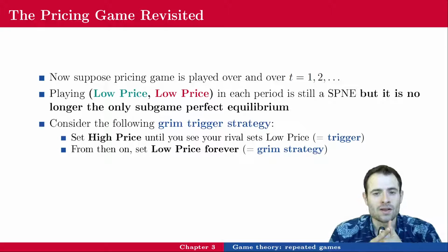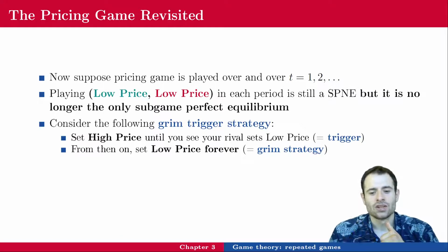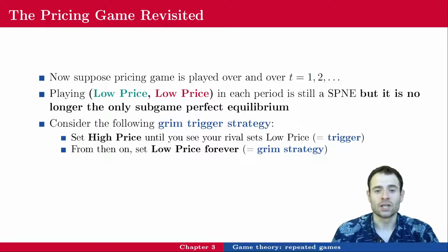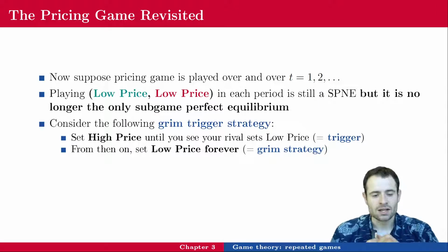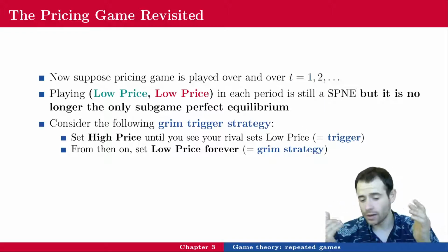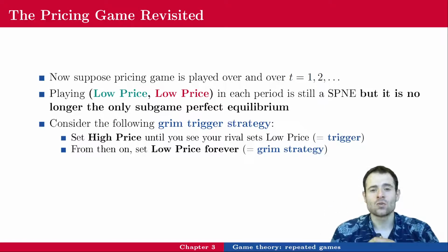We say it's Grim because low price, if you remember, is the defect strategy. It's like confess in the prisoner's dilemma. So it is the non-cooperative strategy. High price is the cooperative strategy. It corresponds to being nice to your opponent. So the strategy is saying that I am nice with you as long as you're nice with me. As soon as you're mean to me, as soon as you charge a low price, that's my trigger. Then I'm going to play low price as well, and I'm going to play it forever.